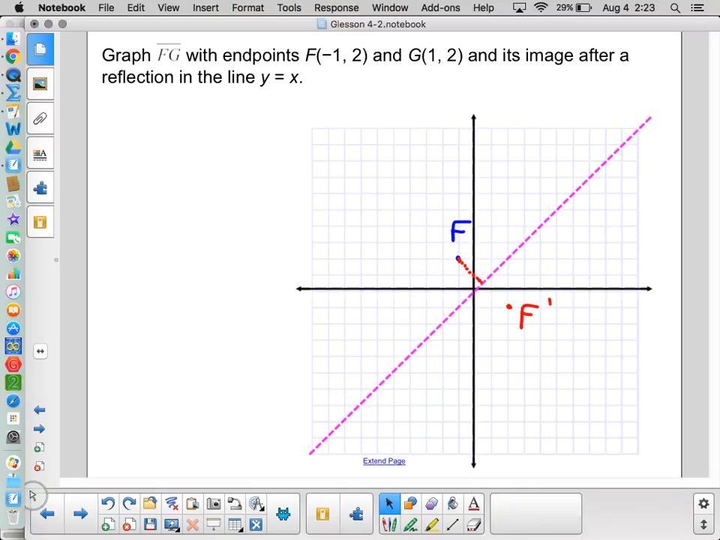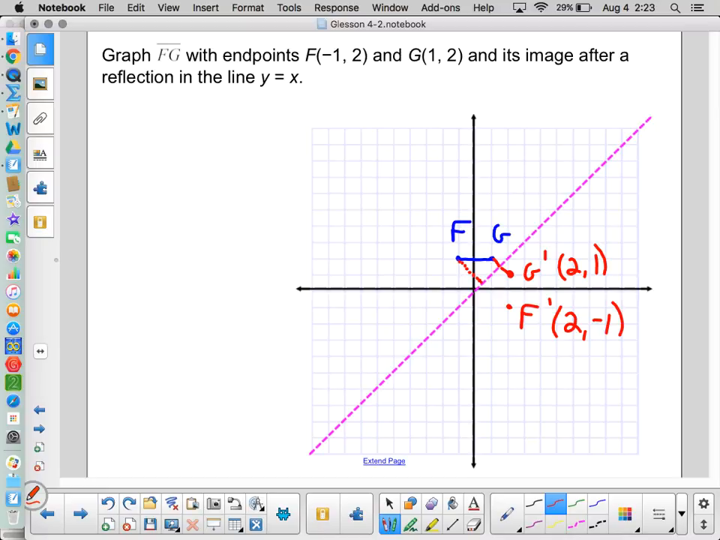So I'm going to have to go 1.5 diagonal on the other side to find F primed. G is at +1, 2. So G primed is going to be 1/2 a diagonal from here, so 1/2 a diagonal from here. There's G primed is at 2, 1. By the way, F was at -1, 2. F primed is at 2, -1.